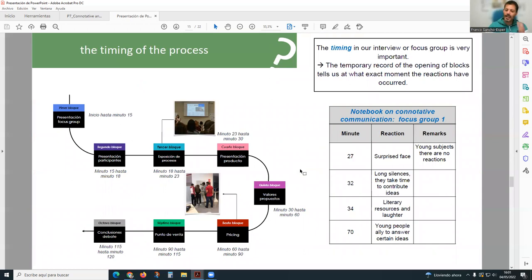And another, the last element that is important when we are dealing with focus groups or in-depth interviews is the timing. This timing allows us to understand what are the different blocks of the session. As you see, first block, presentation of the focus group from the beginning to minute 15. Second block, presentation of participants from 15 to 18. Third block, exposition of processes, presentation of product, whatever, all the different elements that you have, all the division of the elements that have appeared in the focus group script.